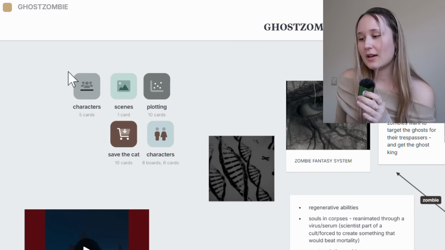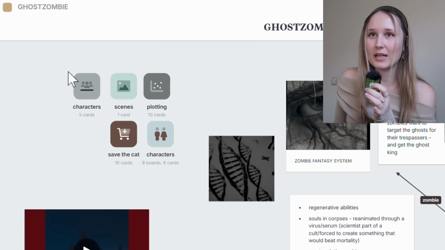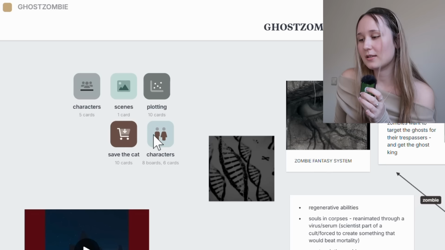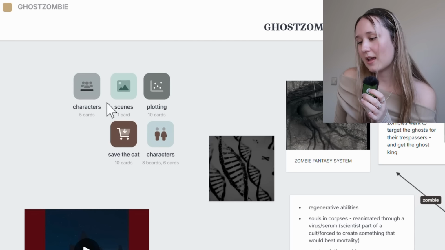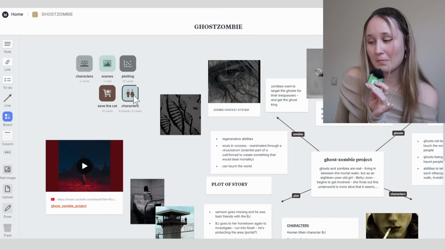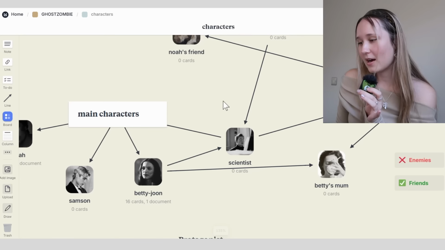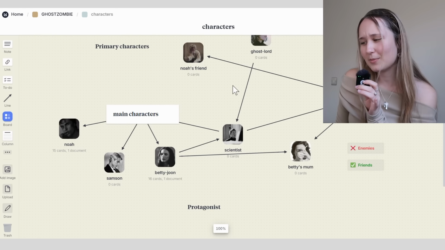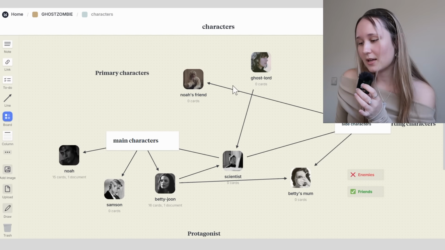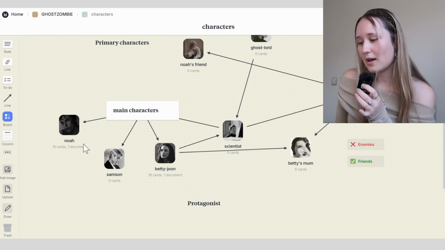And up here, I really love how I can organize my Millanote pages into different boards. So it's super organized, but I have characters, scenes, plotting, save the cat, and characters. I don't know what the difference between these 2 are. I think this is what I started with, but this is actually a mind map of all of my characters, as you can see here. I think I did this in my last video, go check that out. But my main characters, that's what I brainstormed. I brainstormed Noah and Betty.